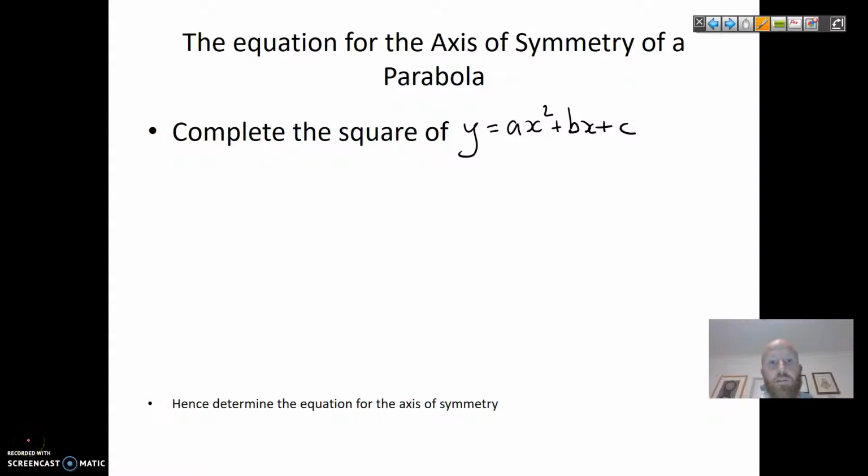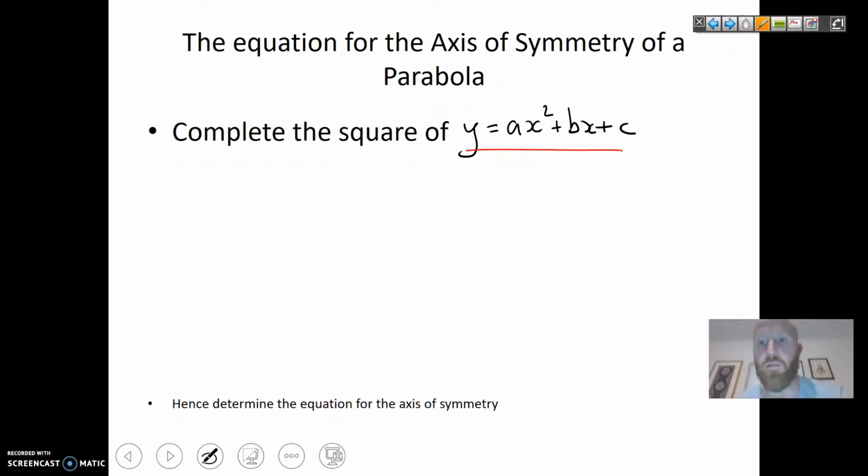Welcome back to episode 2 of Completing the Square, where we're going to look at the proof of the axis of symmetry. What we've got here in front of us is the most general quadratic that we could write.